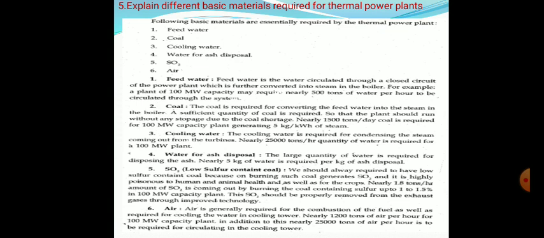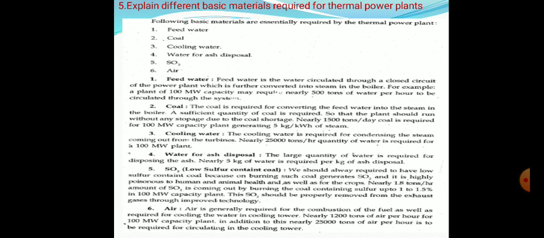For example, a plant of 100 megawatt capacity may require nearly 500 tons of water per hour to be circulated through the system. Second one is coal. The coal is required for converting the feed water into the steam in the boiler. A sufficient quantity of coal is required so that the plant should run without any stoppage due to the coal shortage.